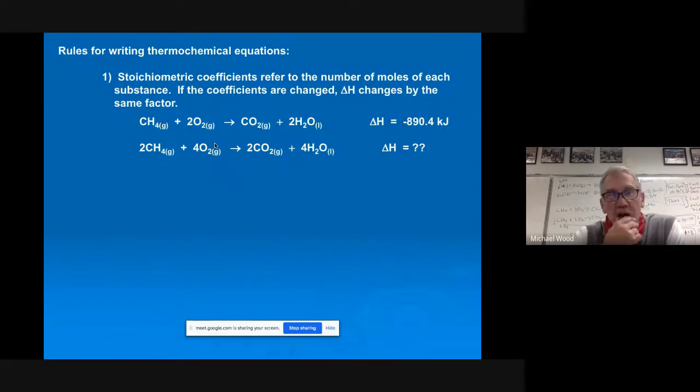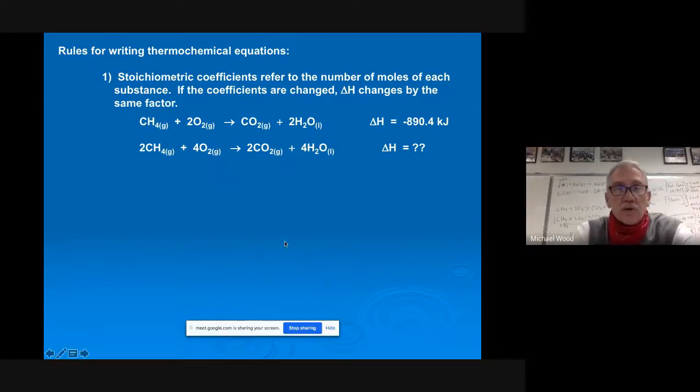Okay, so rules for writing thermochemical equations. This is something we'll do throughout this chapter. Stoichiometric coefficients refer to the number of moles of each substance. If the coefficients are changed, delta H changes by the same factor. So here, the reaction I just did is the first equation. In the second equation, I've doubled all the coefficients. So 2, 4, 2, 4. So what is delta H? Like it says, if the coefficients are changed, delta H changes by the same factor. So if we double everything, we're going to double the delta H.